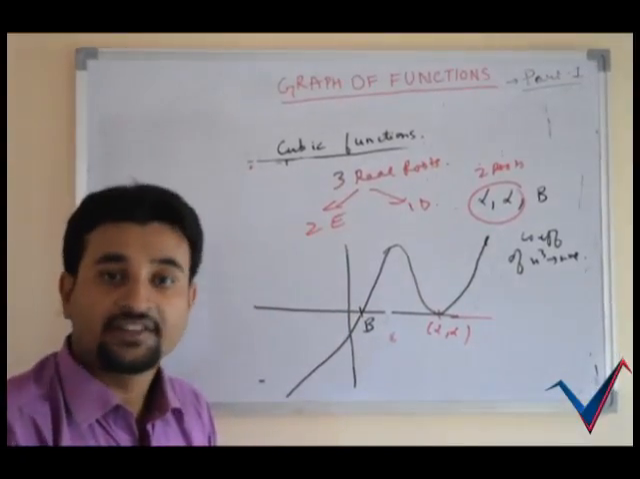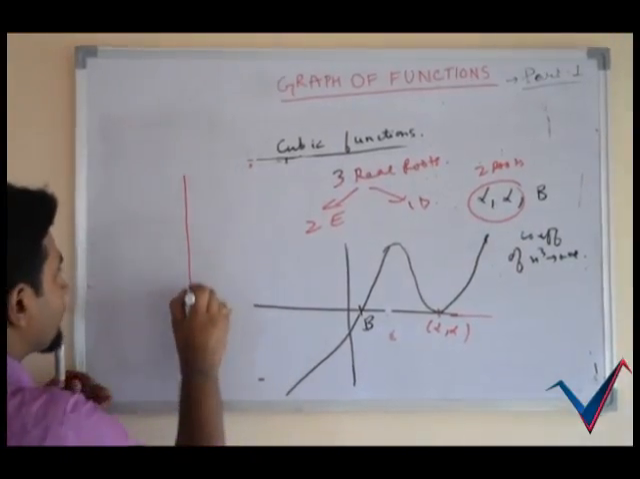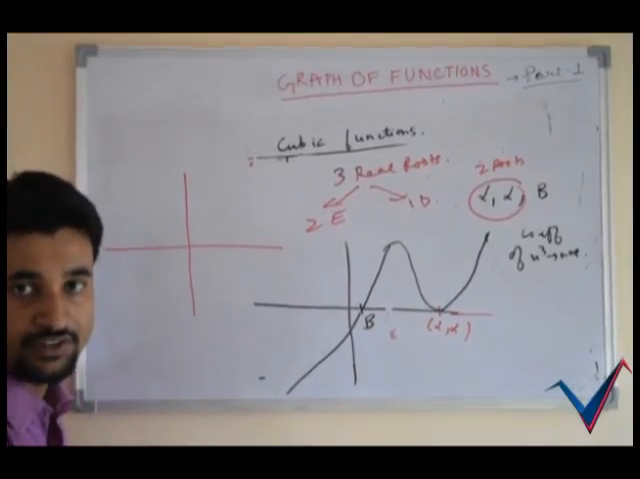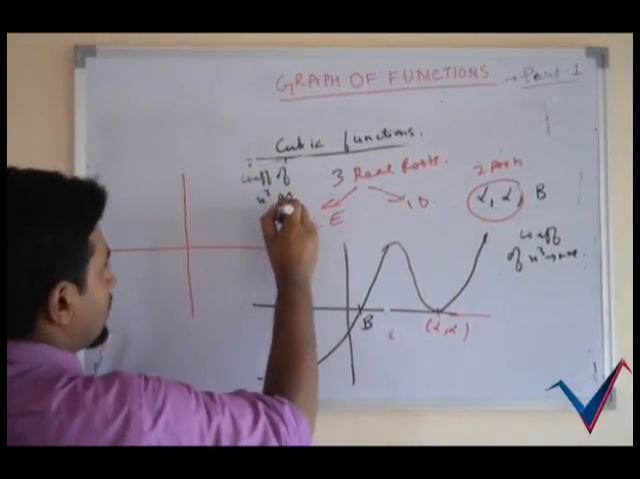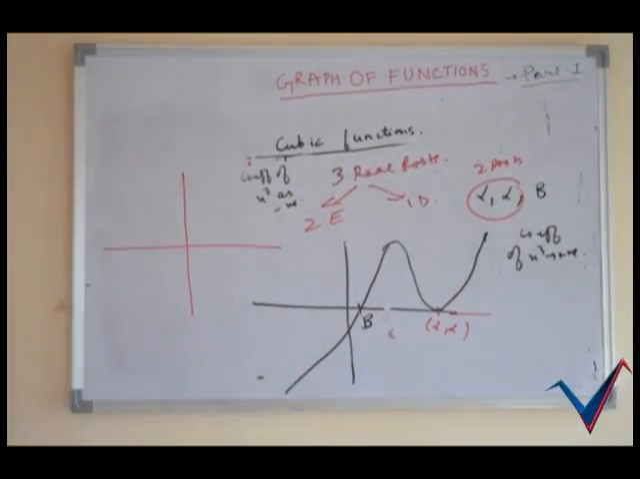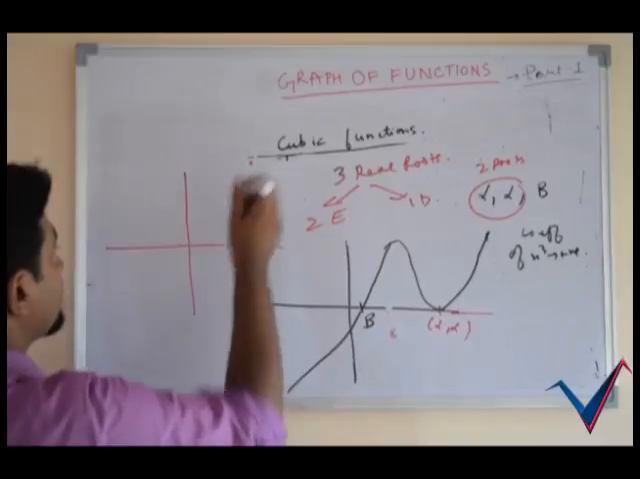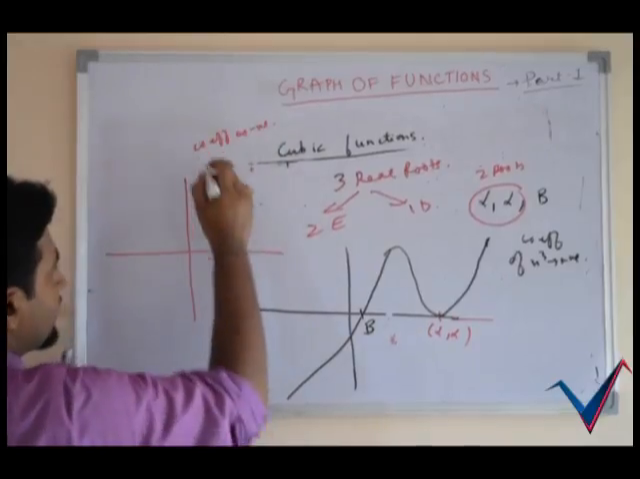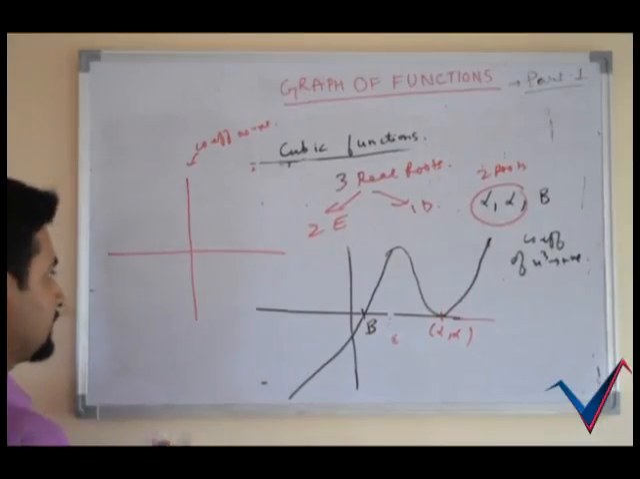When the coefficient of x cube is negative, what would be the behavior of the graph? Suppose I am assuming the coefficient of x cube as negative for this one. So what will the roots be? The roots will be beta, alpha and alpha.